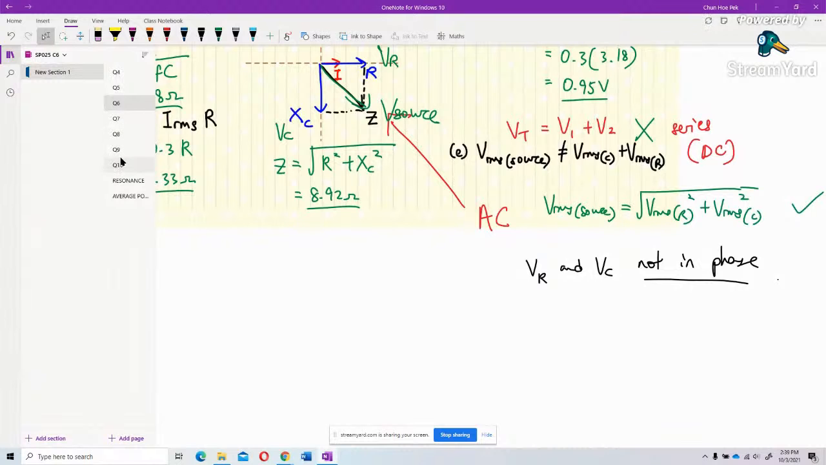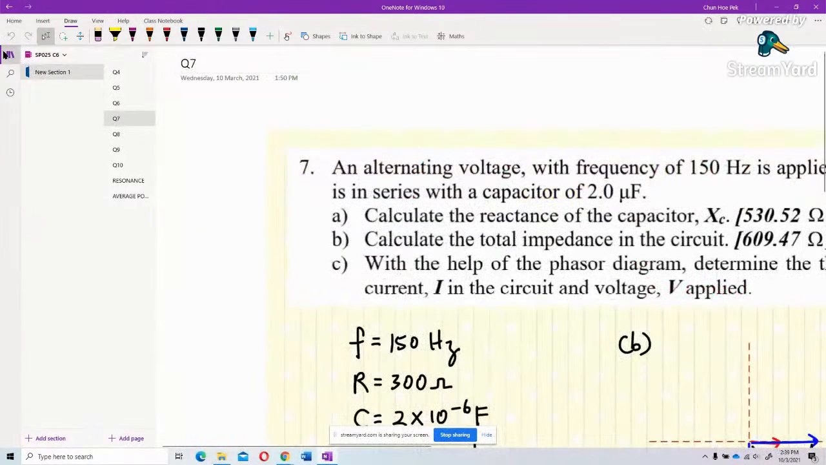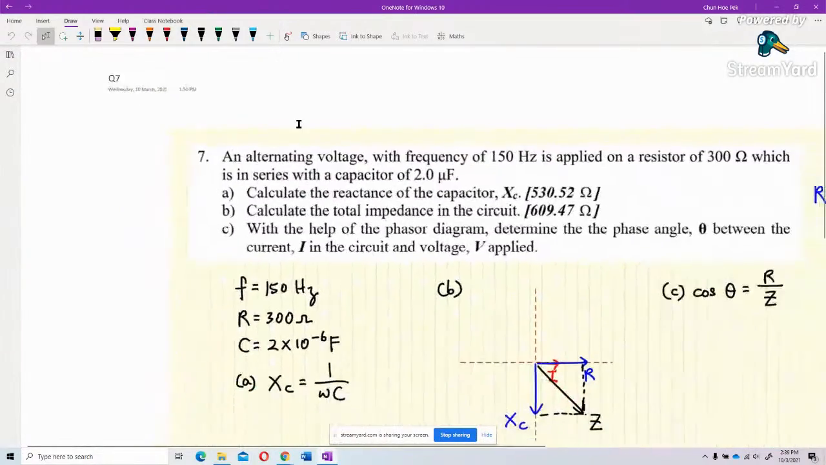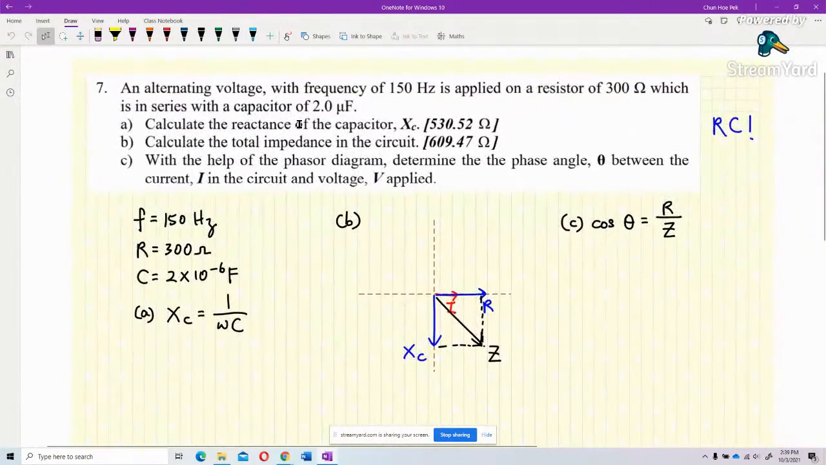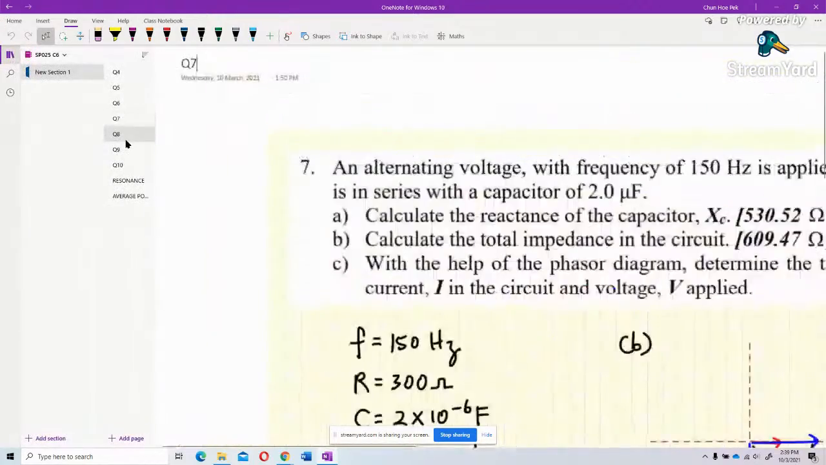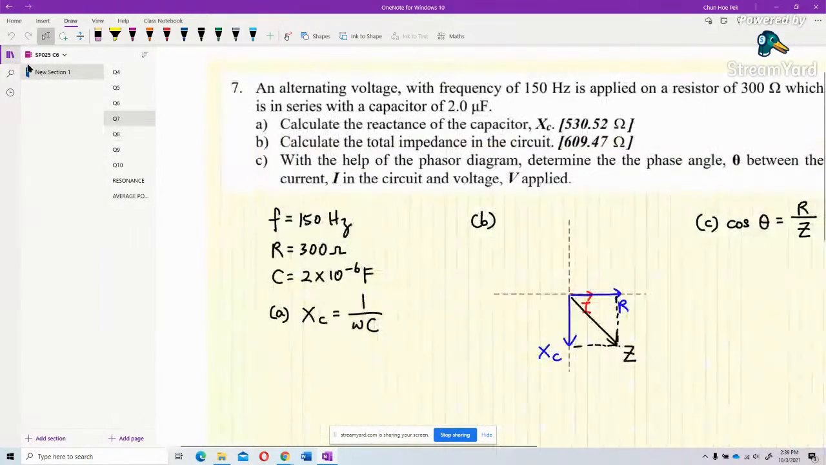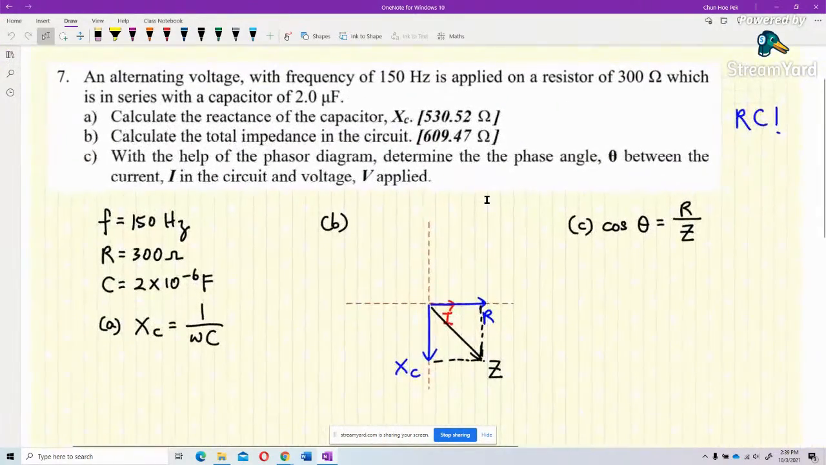Next question. We have 4 more questions. How much time left? 5 minutes for each question. Okay lah. Yeah. Now, okay. Let's look at these questions. Yeah. The next questions are very short questions. Don't bother. Yeah.